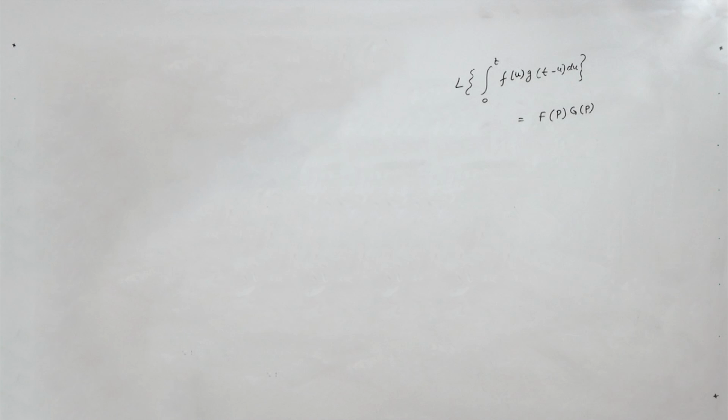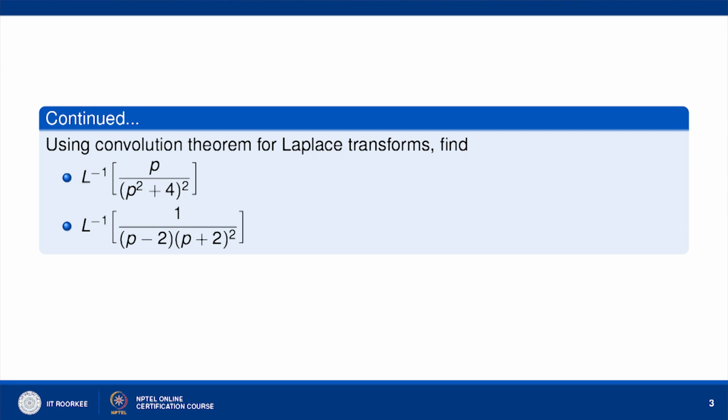Okay. So, first let us again rewrite the convolution theorem here. The Laplace transform of integral 0 to t f(u) g(t minus u) du is nothing but F(p) into G(p). And what is F(p) here? F(p) is the Laplace transform of f(t) and G(p) is the Laplace transform of g(t). This is by the convolution theorem. Now, let us use the convolution theorem to find the Laplace inverse of some functions.